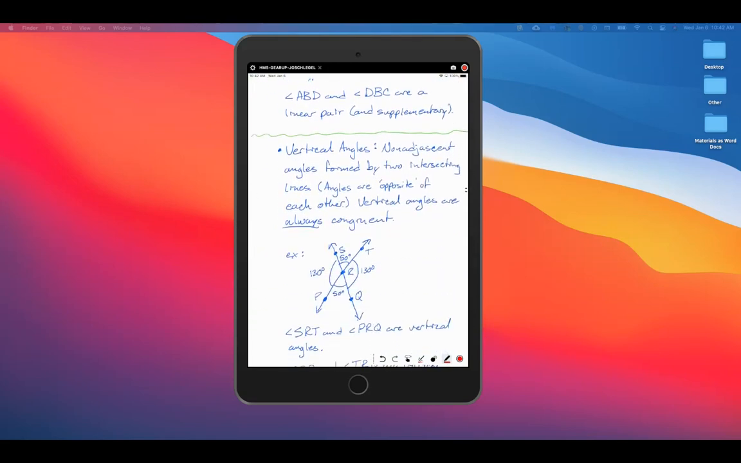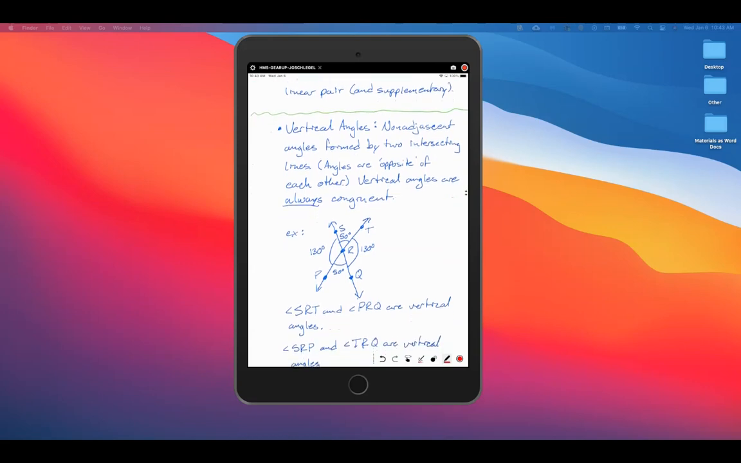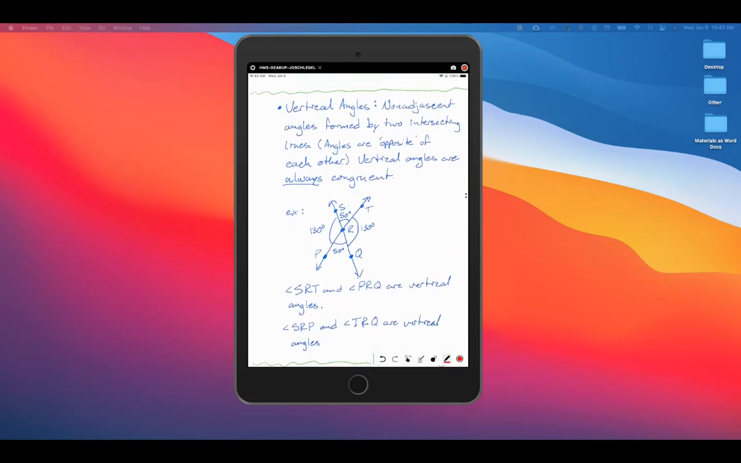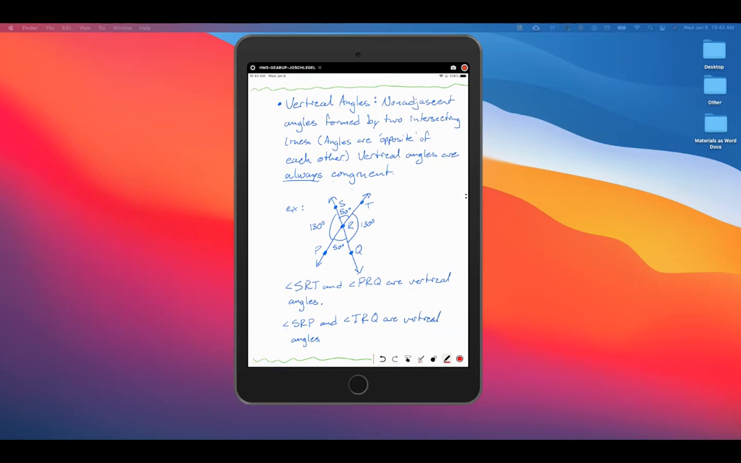Okay, vertical angles. I love vertical angles because they are super helpful for a lot of stuff that we are going to be doing later on. So vertical angles are non-adjacent, which means that they don't share a side. They may share a vertex, or actually in this case they have to share a vertex, but they don't share a side. So non-adjacent angles formed by two intersecting lines.